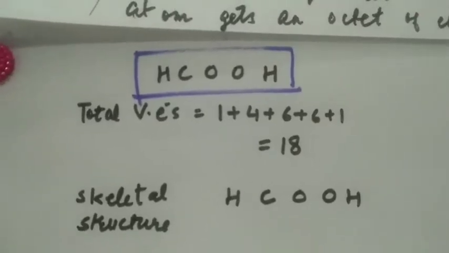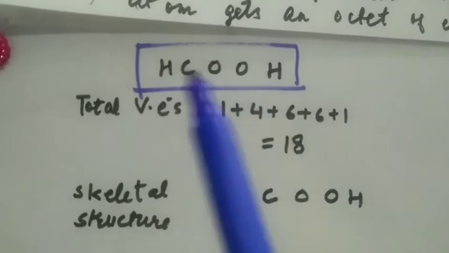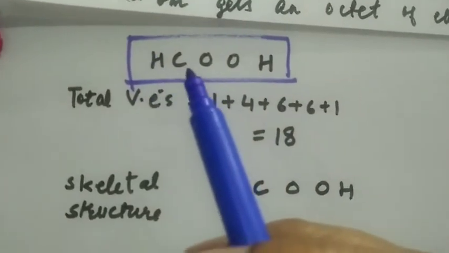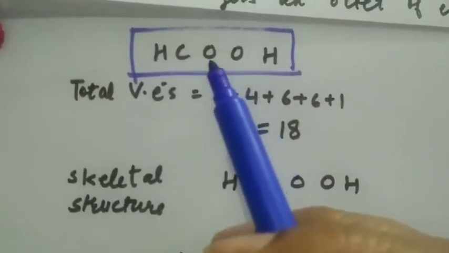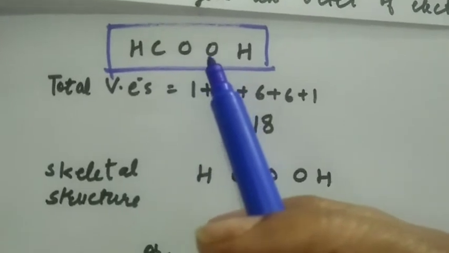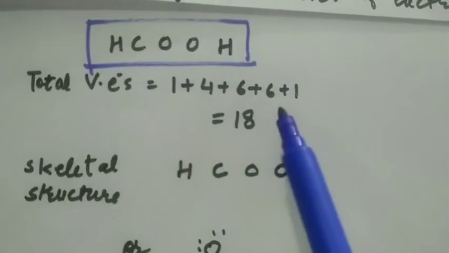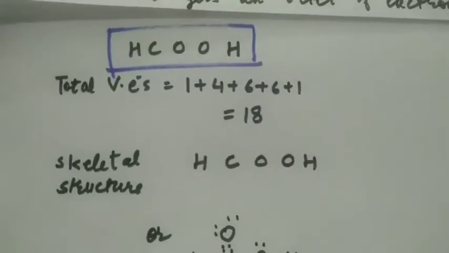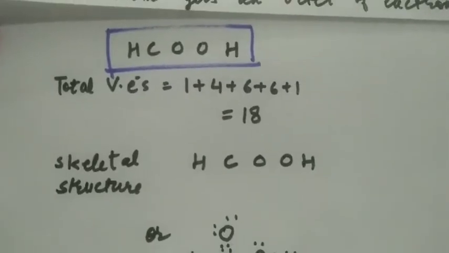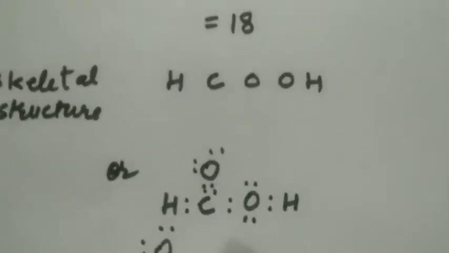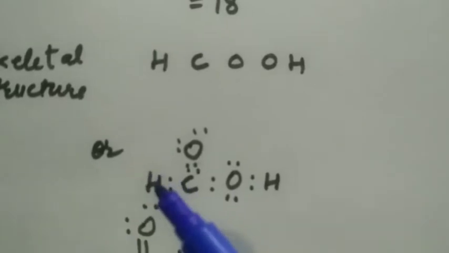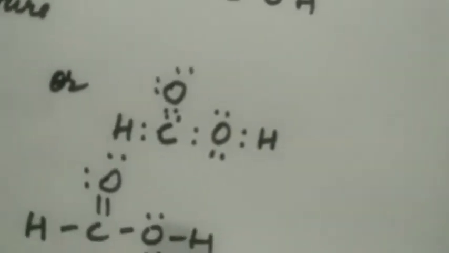Formic acid. Let's calculate the total number of valence electrons. 1 for hydrogen, 4 for carbon, 6 for oxygen, again 6 and 1. So the total becomes 18. We have to place the skeletal structure. We know the formula is HCOOH. So we place it in this manner, HCOOH. Hydrogen's duplet is completed.